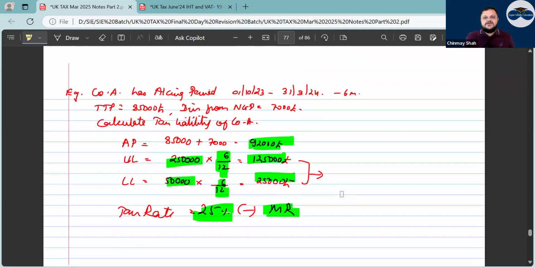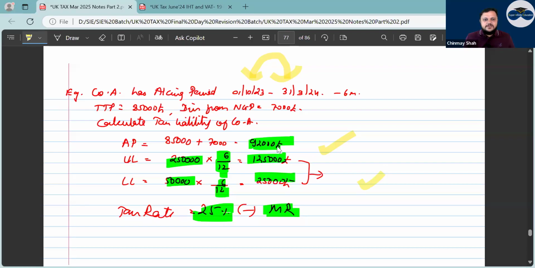So company has accounting period of 1/10/23 to 31/3/24. The whole period is within 23/24 only. But there is a very low chance that this can come up in exam. So you can have a look. I have taken one example. Your upper limit and lower limit are what? Tell me.